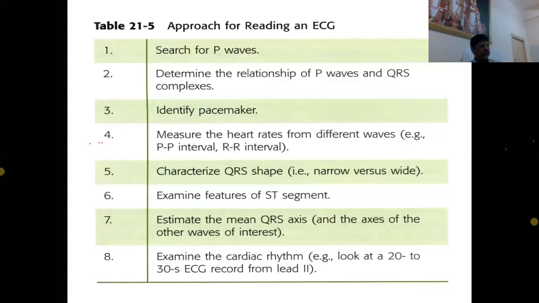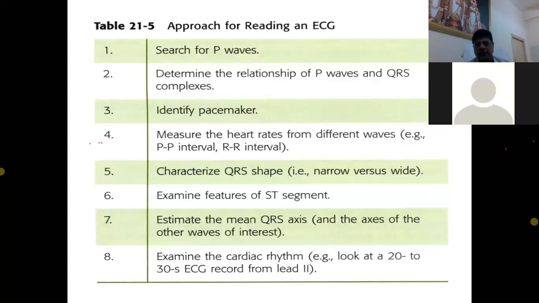Okay. Then find out the rhythm, whether the RR interval duration is the same. This is done by a 20 to 30 second ECG recording from lead 2. By taking this recording, you look at the successive RR intervals and see whether the duration between them is normal or not. Okay. So this is how we read an ECG.